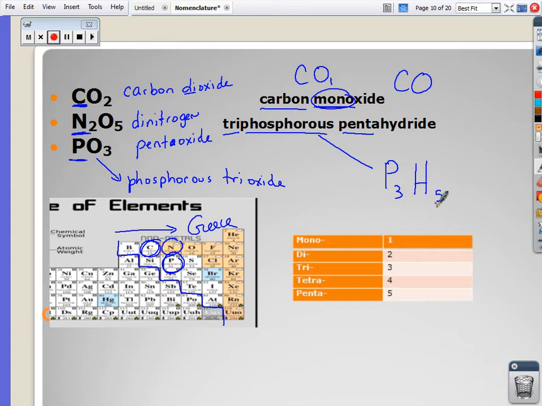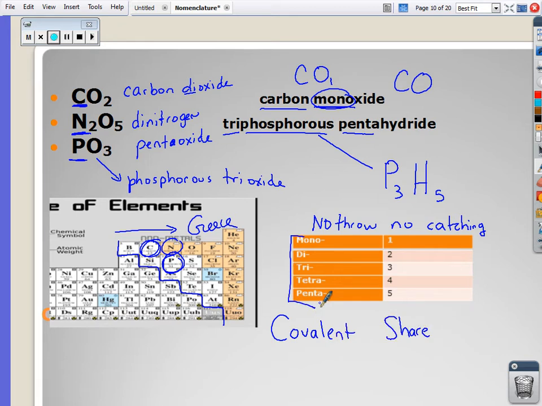So what you need to understand is that there's no throwing and no catching when you're in Greece. These guys are covalent, and they are sharing electrons. And so the only way I can tell you is to use these prefixes.